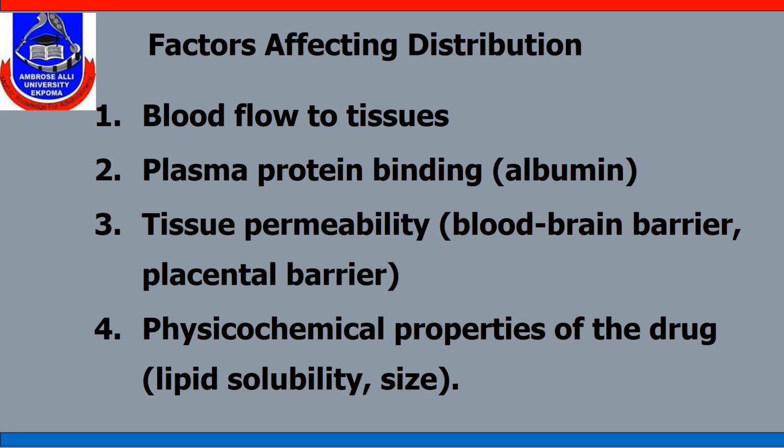Now, there are factors that could affect distribution of drugs. These include flow of blood to tissues, plasma protein binding, tissue permeability, defined by the blood-brain barrier, placenta barrier, and what have you. Then the physicochemical properties of the drug, that is, its size and lipid solubility.